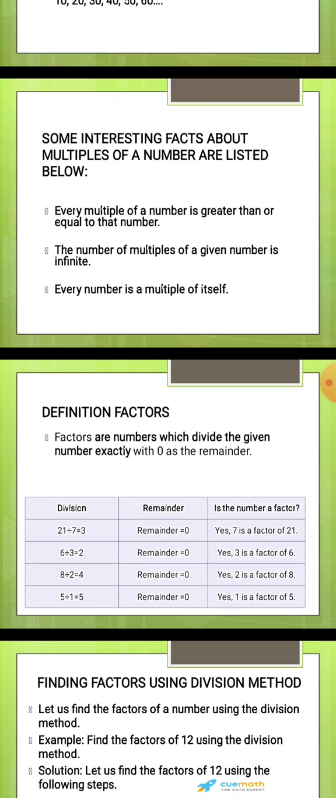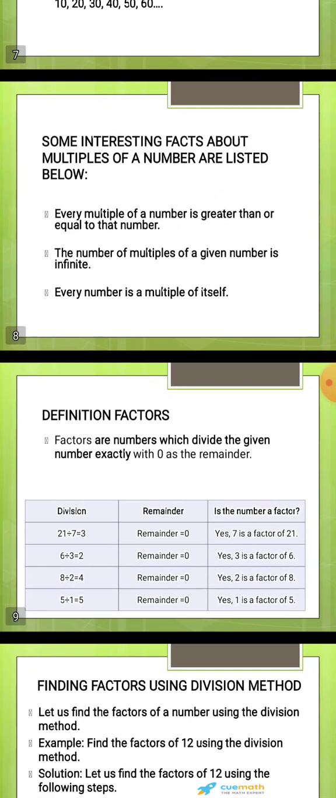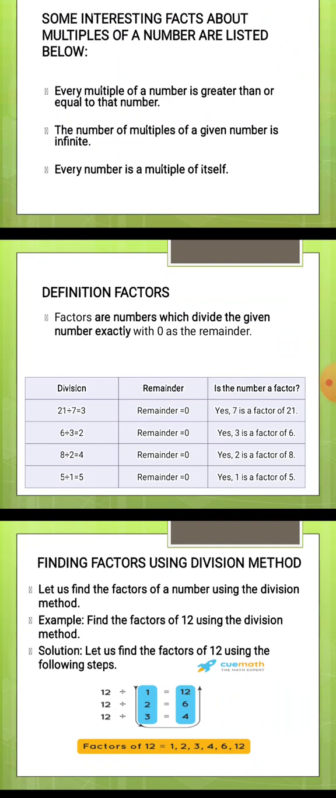Every number is a multiple of itself. Yes, every number is a multiple of itself. 5 multiplied by 1 is 5. 5 into 2 is 10. So 10 is a multiple of 5. And every number, 5 is a multiple of 5, 10 is a multiple of 10, 11 is a multiple of 11. So every number is a multiple of itself. When you multiply any number with 1, you get the same number. That's why we say every number is a multiple of itself.